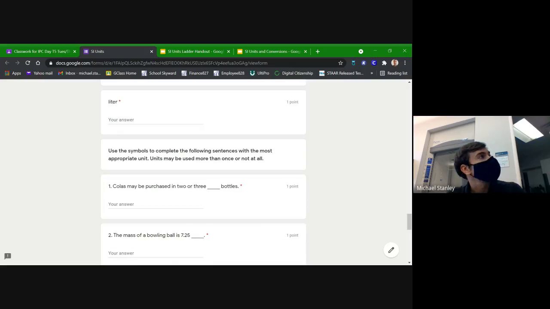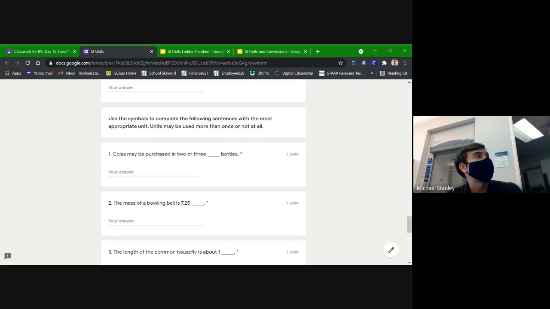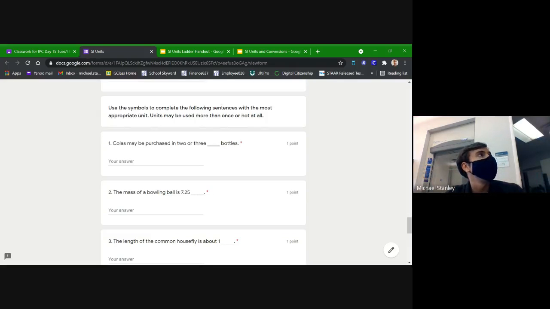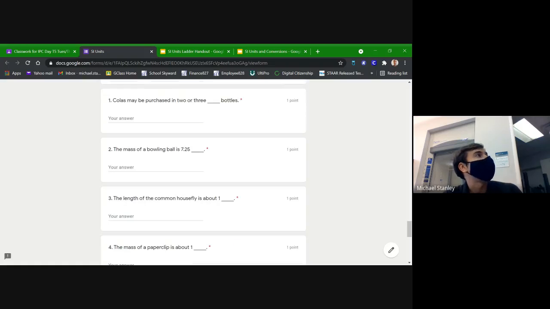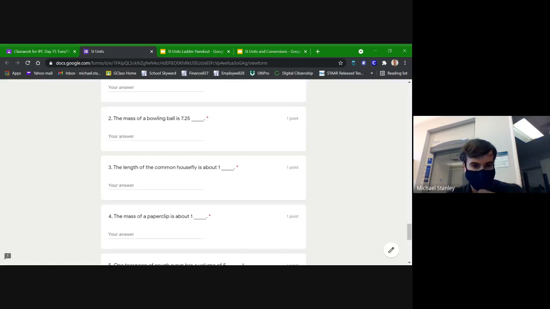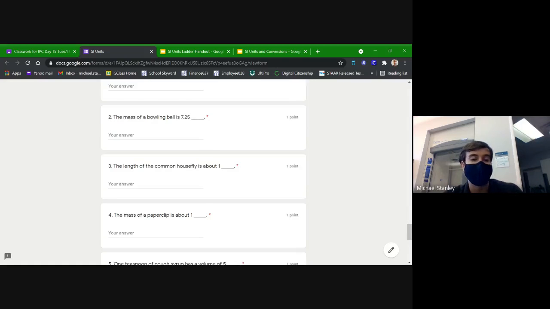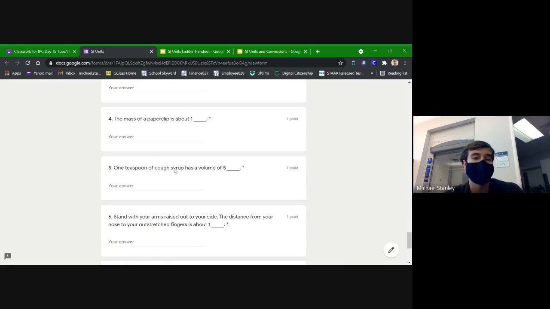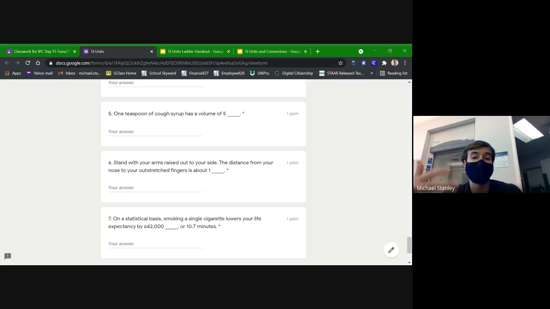And then finally, I want you to use those symbols or use those measurements to fill in the blanks on these types of scenarios. So you can get Coke at the store in 2 or 3 what measurement bottles. About how heavy is a bowling ball? About how long is a fly? How heavy is a paperclip? How much volume is in a tablespoon? So you don't have to know exactly, you just have to know which size and which type of measurement would best fit this description.